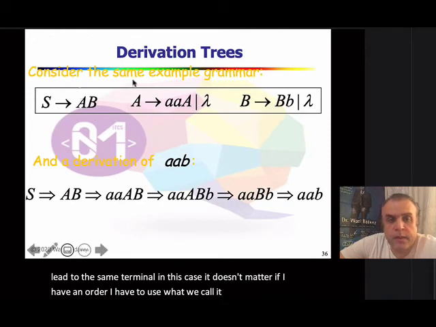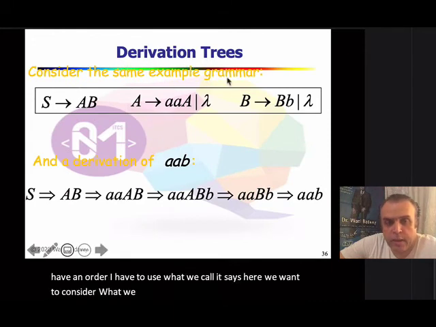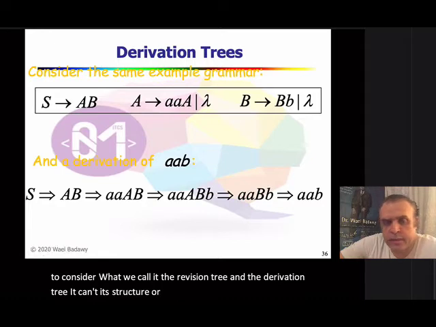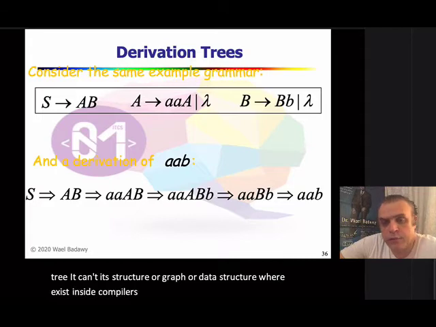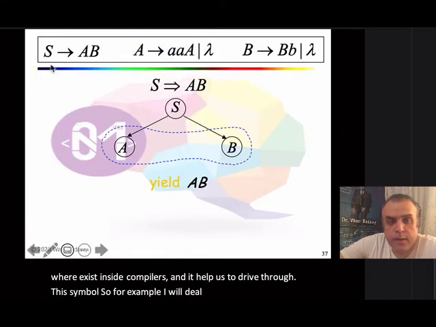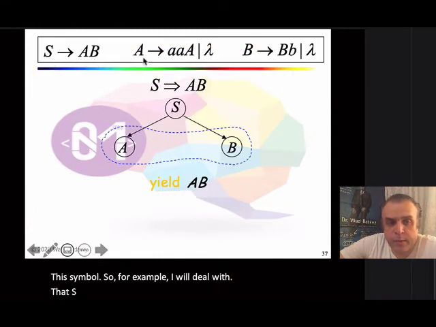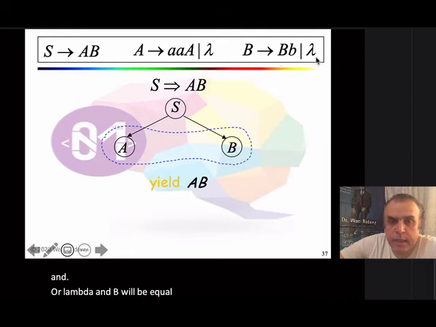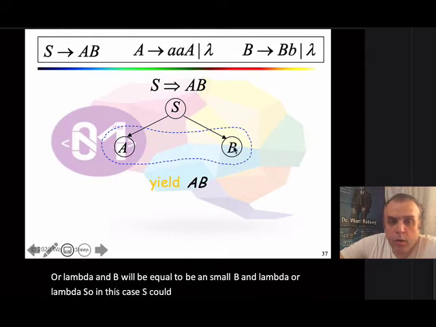Here, we want to consider what we call the derivation tree. And the derivation tree is a structure, a graph or data structure that exists inside compilers, and it helps us to derive through these symbols. So for example, I will deal with S equal to A capital B, where A is either AA or capital A or lambda, and B will be equal to B and small b or lambda. So in this case, S could be A or B.